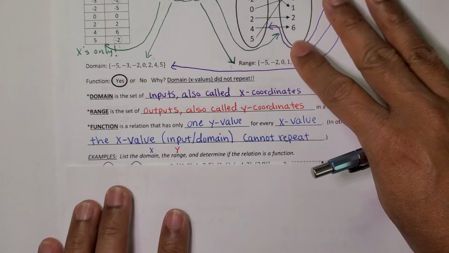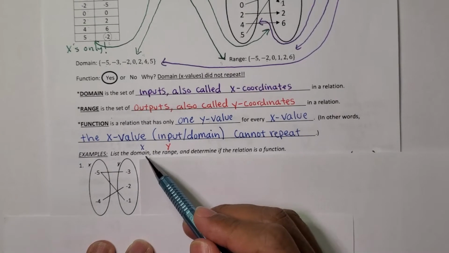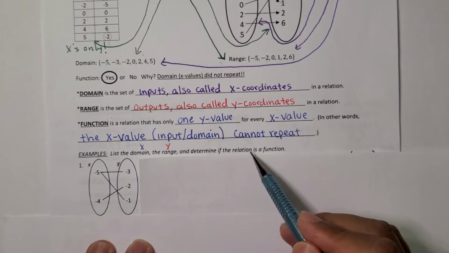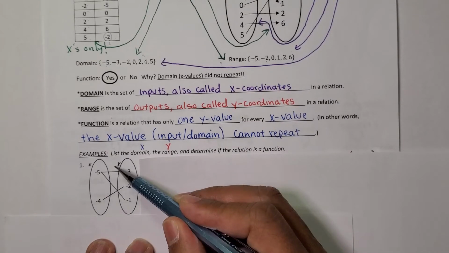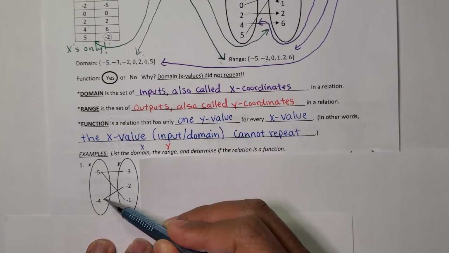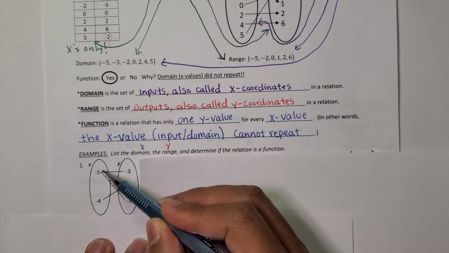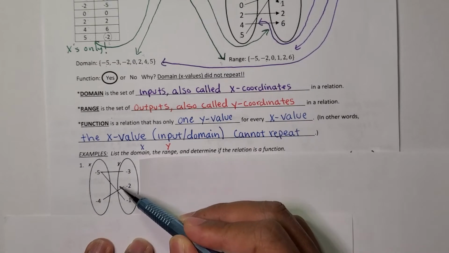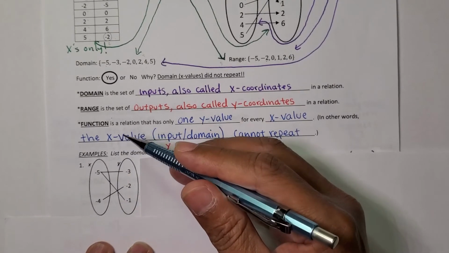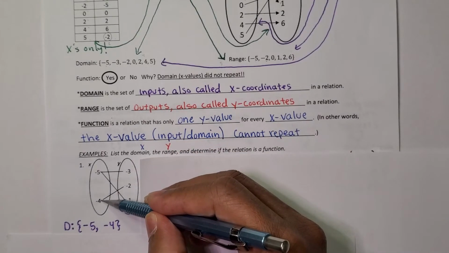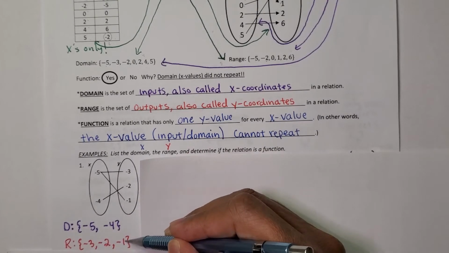So I'm going to go over these examples here, and this will be the first example. So examples: list the domain X values and the range Y values and determine if the relation is a function. But keep in mind, don't forget the definition of a function, okay? So if we look at this mapping here, we see that -5 goes to -1, -4 goes to -2, but also -5 goes to -3. So if we were to list this domain and this range, we would do it in the following form. Don't forget, they have to be in least to greatest order, okay? So this will be the domain, -5, -4 from least to greatest, and the range is -3, -2, -1, again, in order from least to greatest.